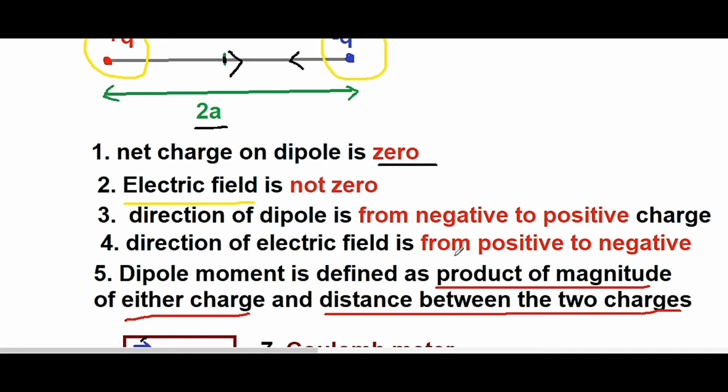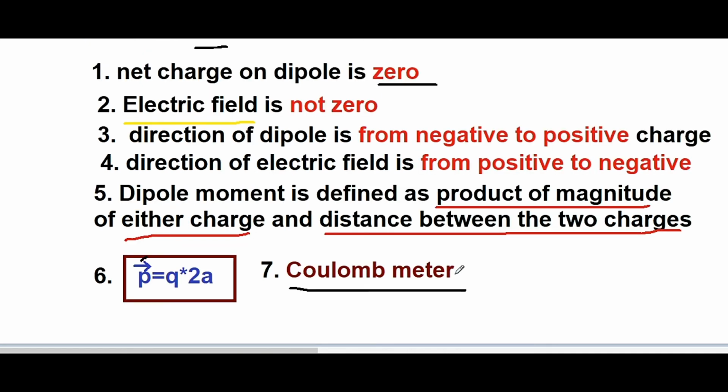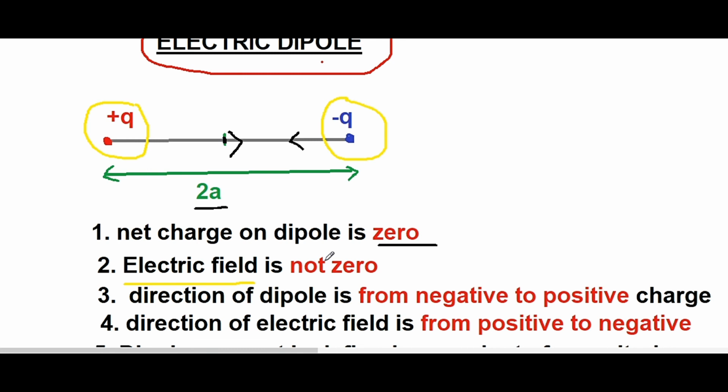Dipole moment is defined as the product of the magnitude of either charge and the distance between the two charges. So the formula is q into 2a and the unit is coulomb meter. So I hope you have understood the idea of electric dipole. In the next video, we will try to find the electric field, which is not 0. Thank you.